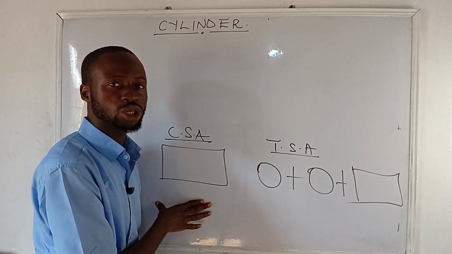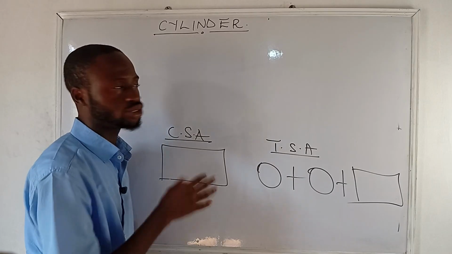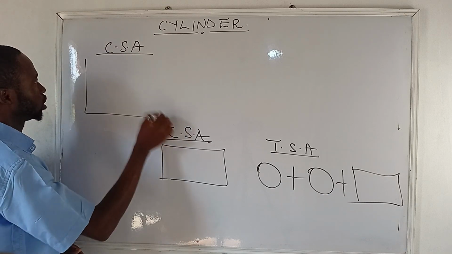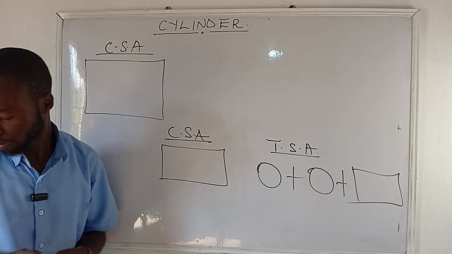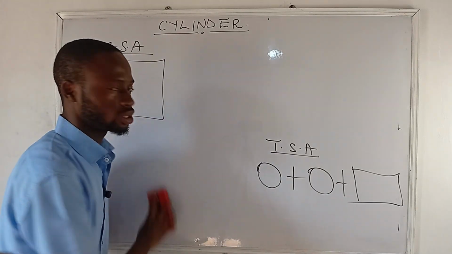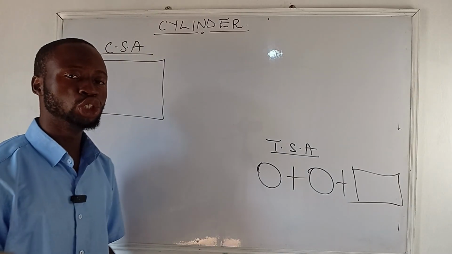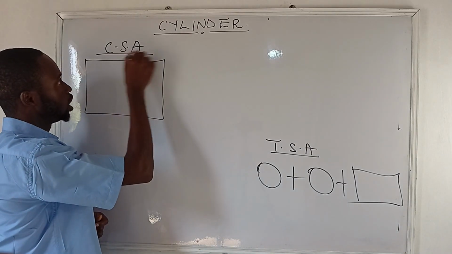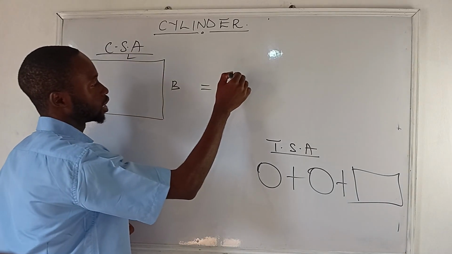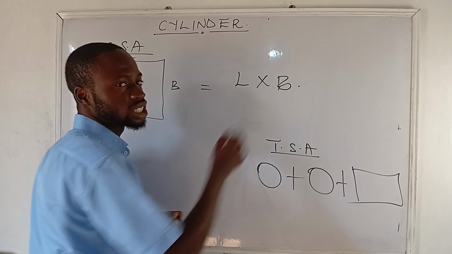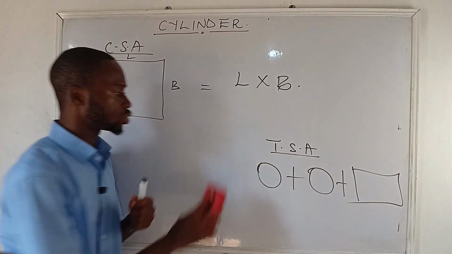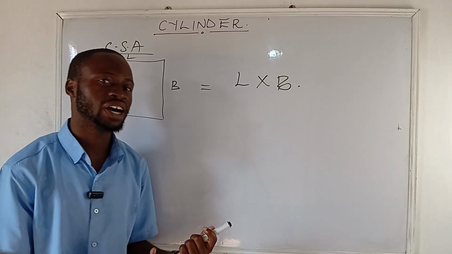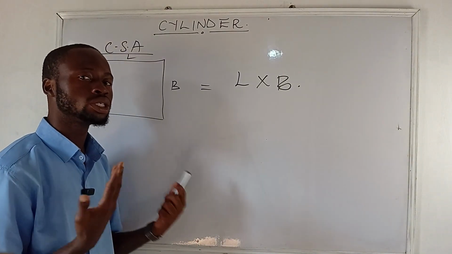Now let's consider the curved surface area of the cylinder, that is this rectangle that we have here. If you remember very well, you know the area of a rectangle. That's quite obvious. The area of a rectangle is what? Length times breadth. So I can say the area of a rectangle is LB, length times breadth. So understanding that, I can find the curved surface area because I'm still going to use the same pattern.